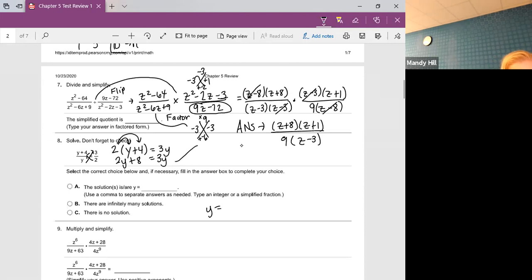I'm going to start having a little bit more room. We subtract 2y from both sides. That's going to leave us with 8 equals 1y. Well, there's the answer. There is a solution, and y is equal to 8. Okay.